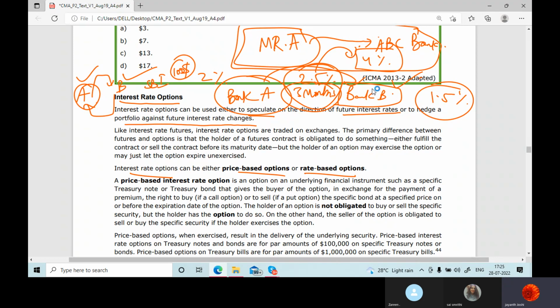Because they can borrow at less rate and they can charge a higher rate to the other people to whom they can lend it. Isn't it so? That is what they want to do.